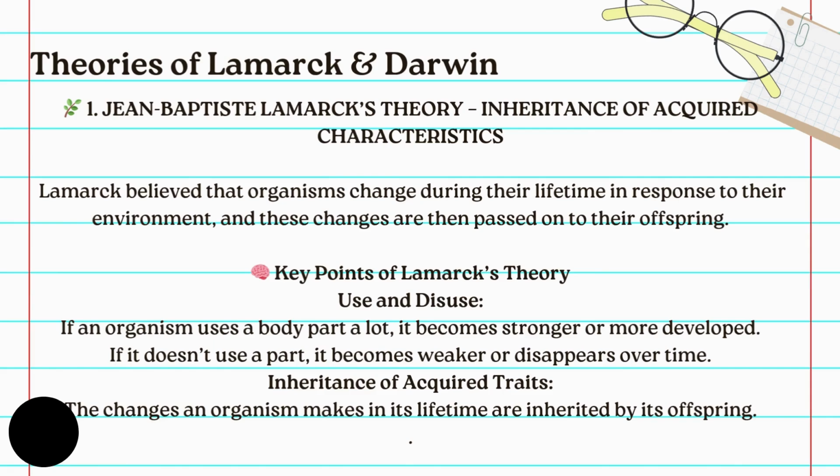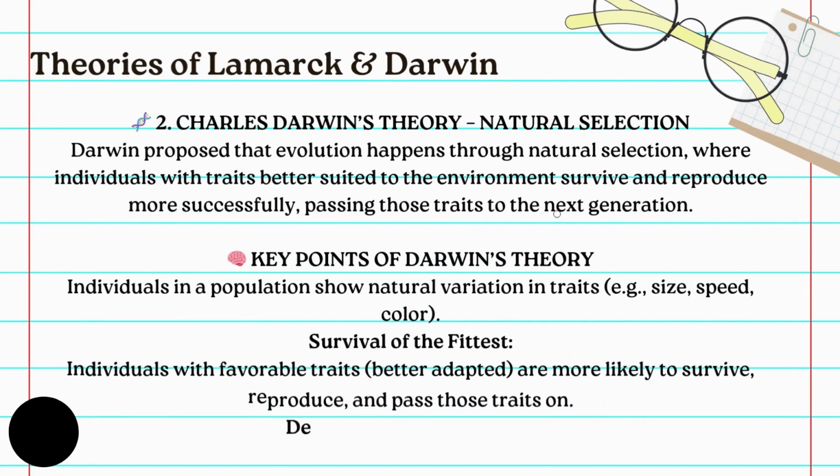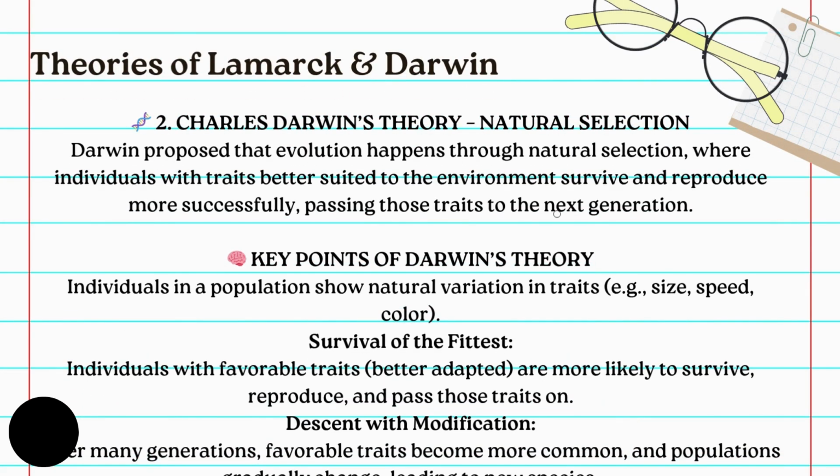And this also goes into the inheritance of acquired traits. For example, the body part that you were using so much is now so much stronger, and you will be able to pass it down to your offspring. The one that has become weaker is not passed on. So those are the main points of his theory.